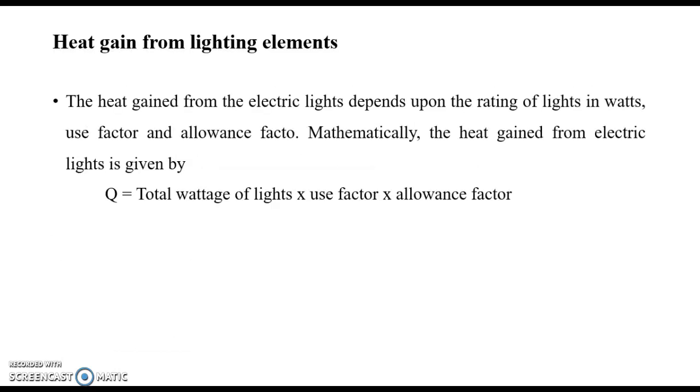Heat gain from lighting elements. In a conditioned space there are a lot of lights and fans. We also fit a fan, a motor, and cooking equipment. These also release heat, and we are going to account for that heat. Mathematically, the heat gained from electrical lights is given by Q = total wattage of lights × use factor × allowance factor.